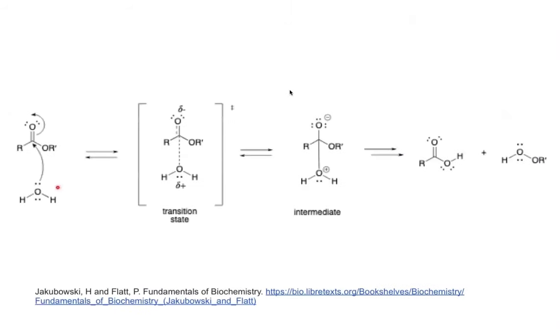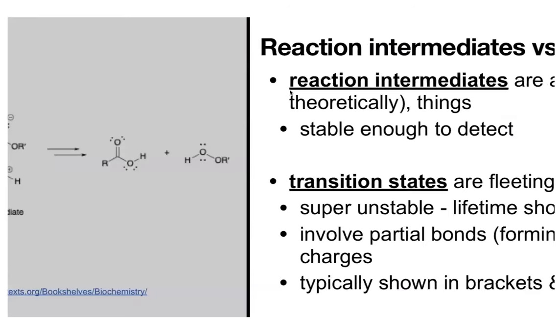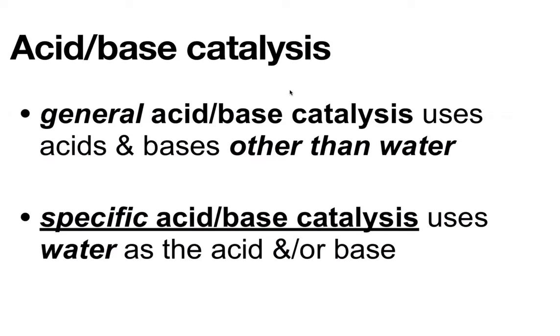But as I mentioned, pure water alone isn't going to be a very good nucleophile. And so often what we're going to do is activate water, or use an alternative if we want to have an acid-base reaction. So there are two main types of acid-base catalysis. These are going to be general acid-base catalysis, which uses acids and bases other than water, or specific acid-base catalysis, which uses water as the acid or base. And so we'll look at some examples in a minute. Specific specifically uses water. General can use any sort of acid or base. And so we'll see how we can have amino acid side chains playing this role.